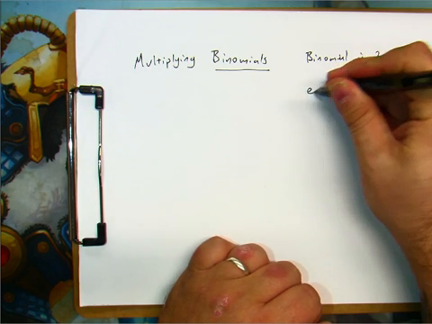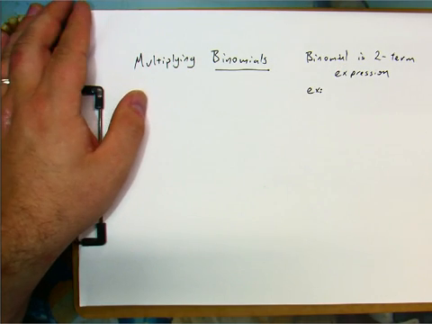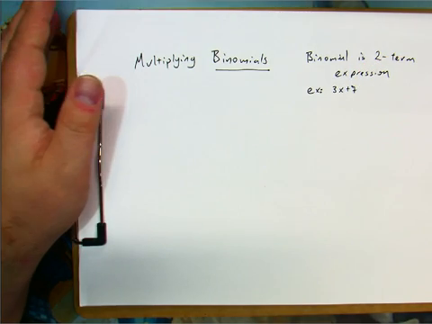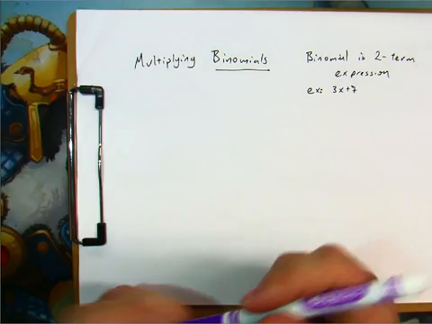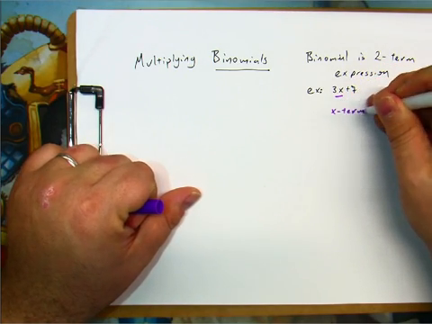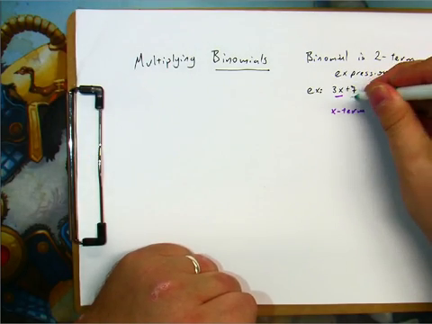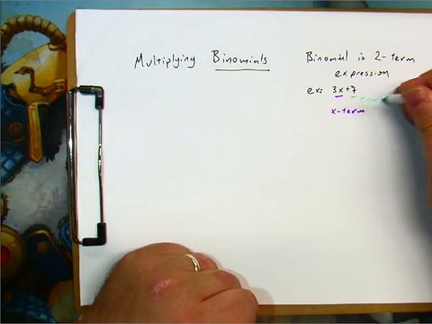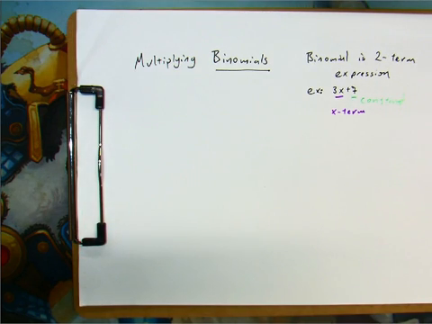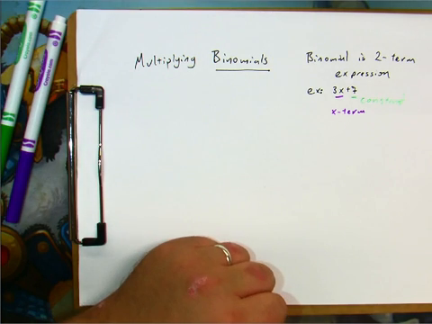So for example, when I'm talking about a two-term expression, I'm talking about things like 3x plus 7. That is two terms. The first term is an x term. The second term I call a constant term, and I call it constant because it's constant. There's no variable. Okay? So that's an example of a binomial expression.